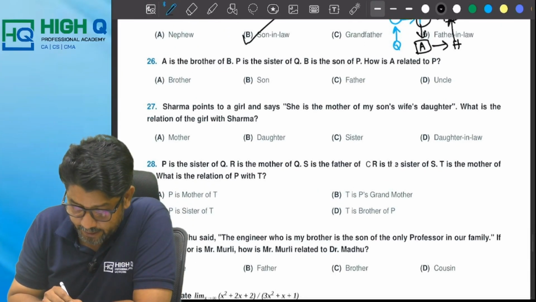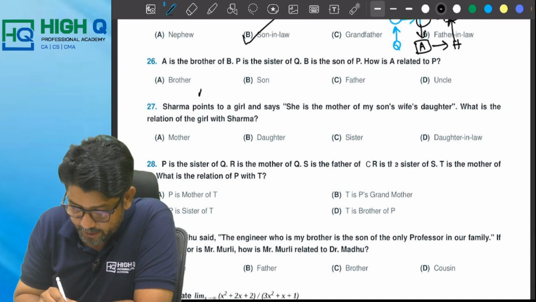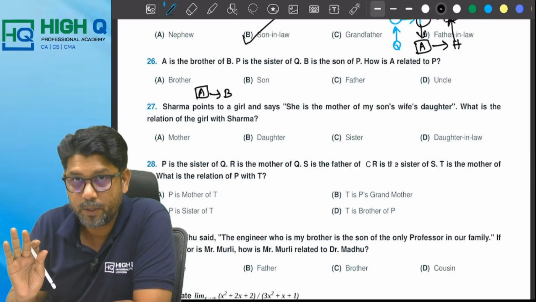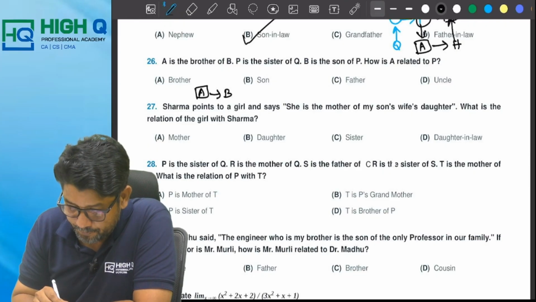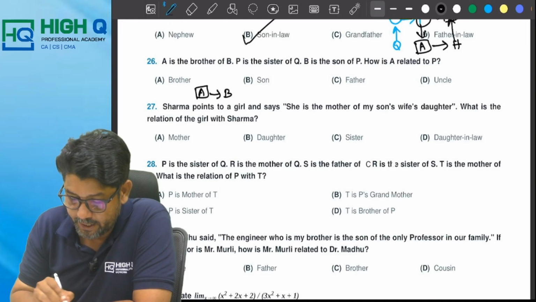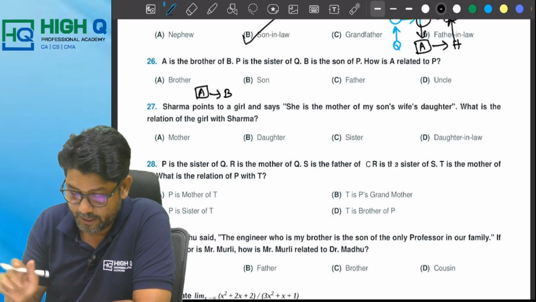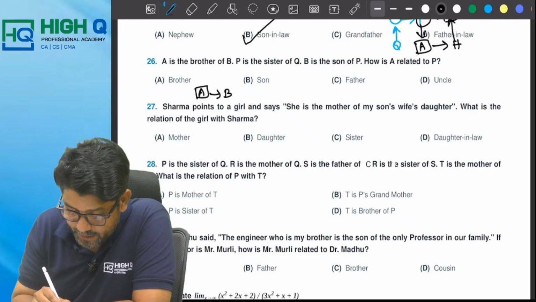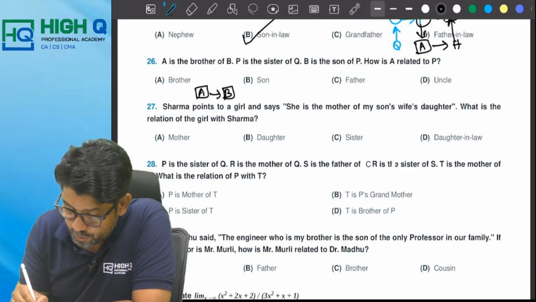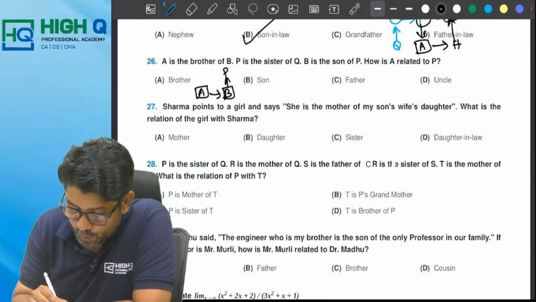Now, next. A is the brother of B. Again, I don't know the gender of B, so I'm not putting a circle or square. P is the sister of Q, but here P, Q and all are not there, leave it. B is the son of P, sorry.